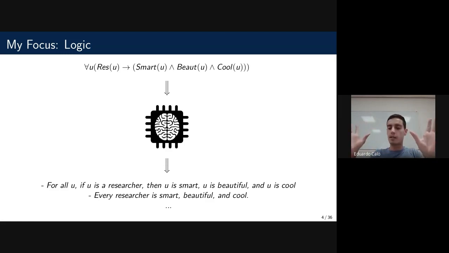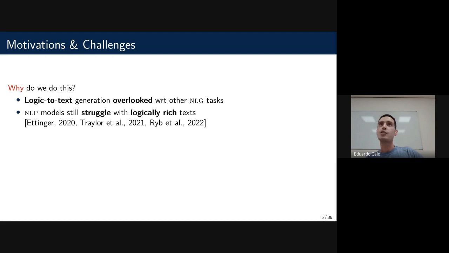So this is the general problem statement of my PhD. So why do we do this? First of all, this subfield of natural language generation is overlooked with respect to other tasks, for example, data-to-text or table-to-text, or, I don't know, summarization or other natural language generation tasks. And most importantly, NLP models in general still struggle with logically rich text.